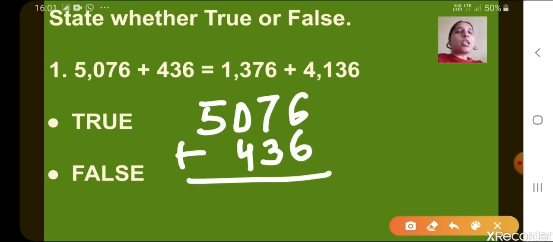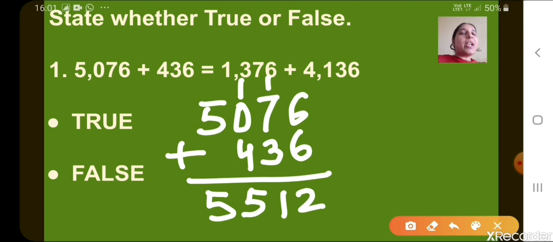So 6 plus 6, what will we get here? 12. Now 7 plus 3, 10 plus 1, 11. So 1 we will write here and 1 will be carried over to the next place. So 1 plus 0 plus 4, 5 here, and this will be 5. So on the left hand side, what sum did we get? 5512.